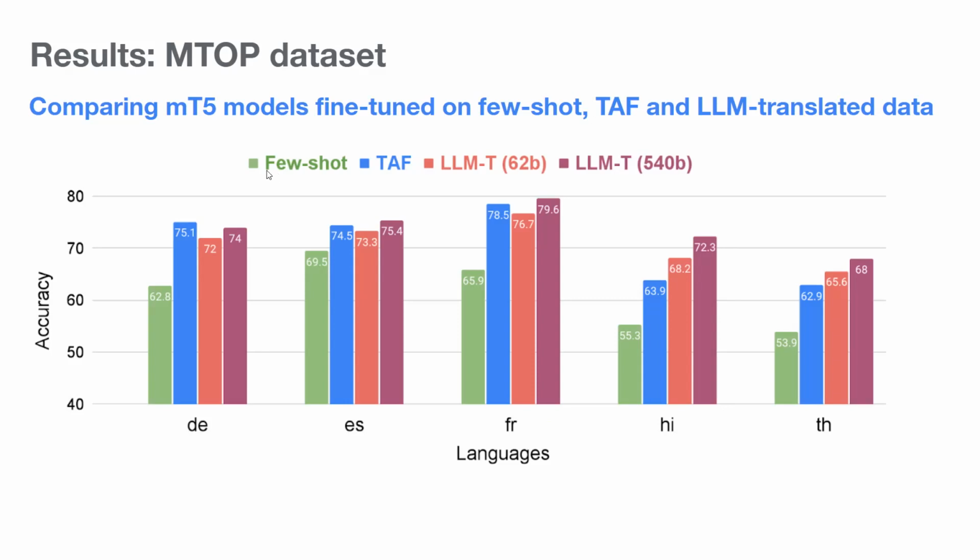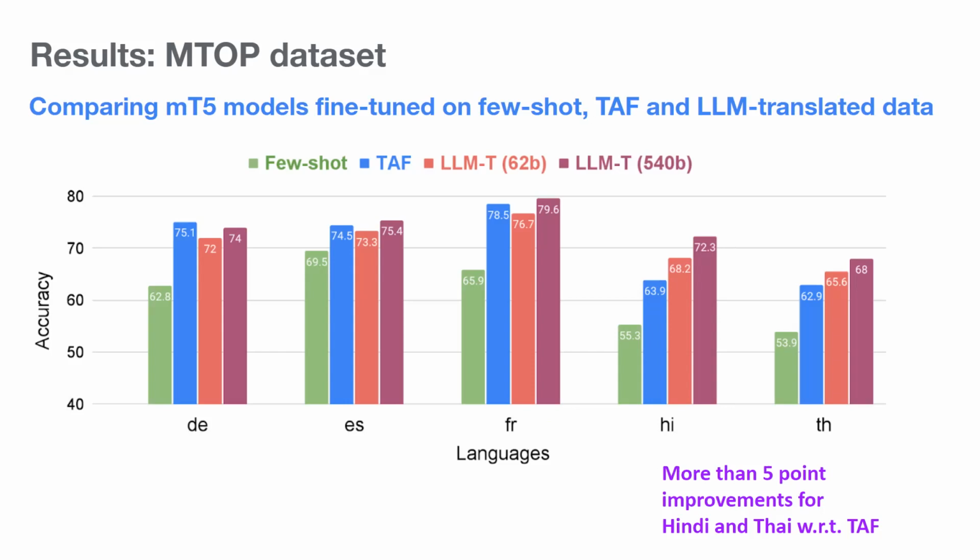We compare our models on 5 different languages: German, Spanish, French, Hindi, and Thai. On 4 out of 5 languages, fine-tuning on datasets translated by the 540 billion PaLM outperforms the TAF baseline. We observe higher gains of more than 5 accuracy points for low-resource languages like Hindi and Thai. We also observe that datasets translated using the 540 billion PaLM model are consistently more effective in comparison to translation using the 62 billion PaLM model.